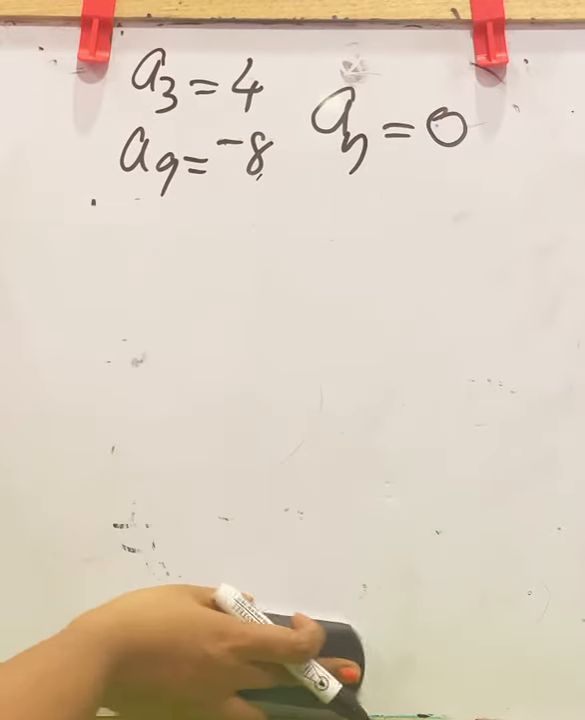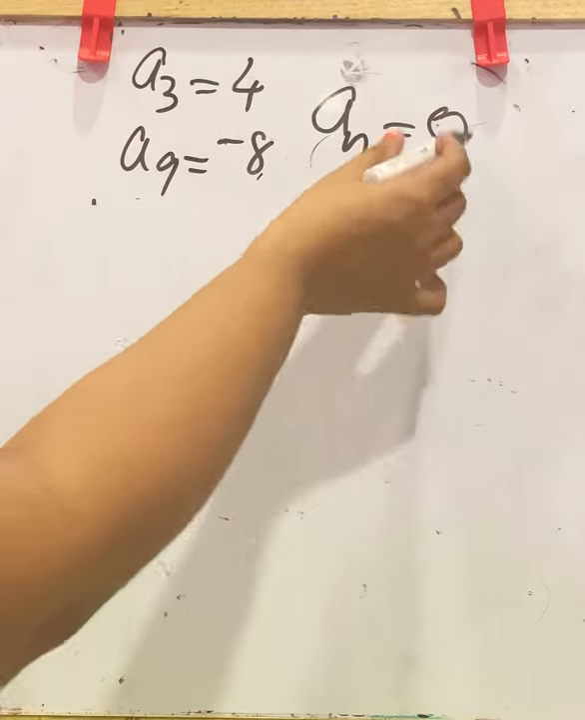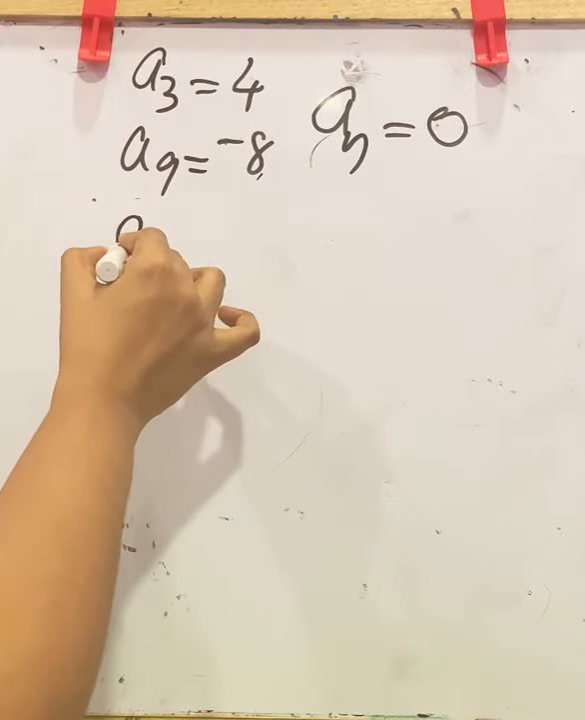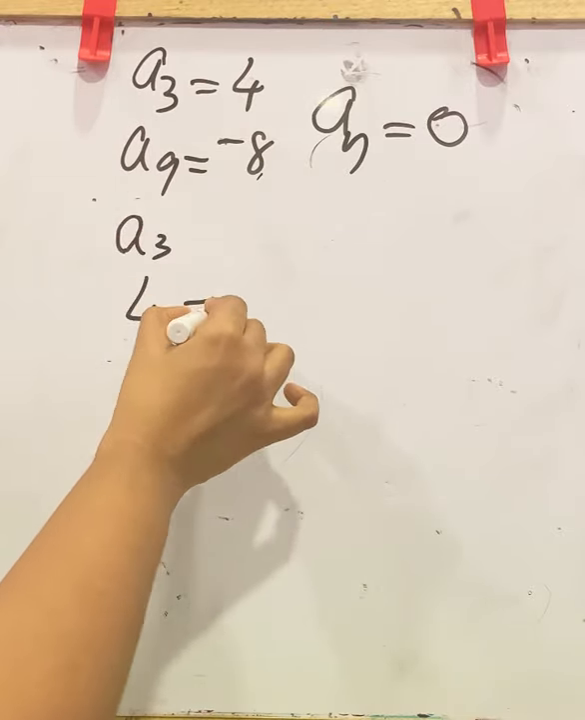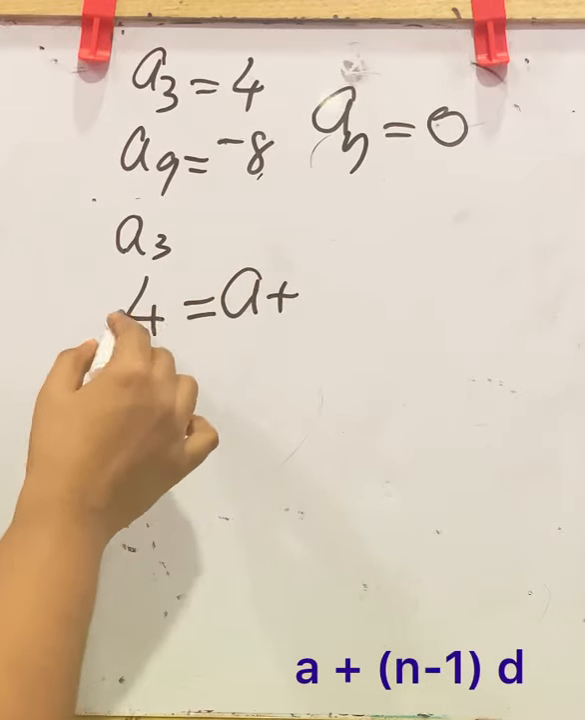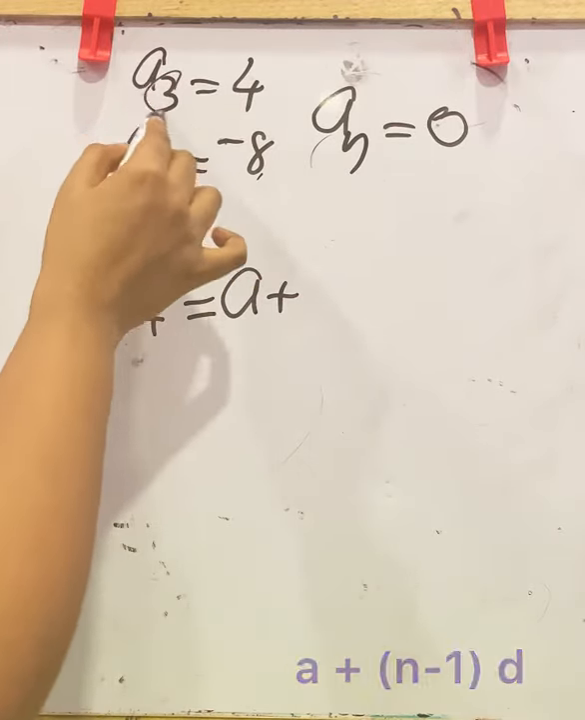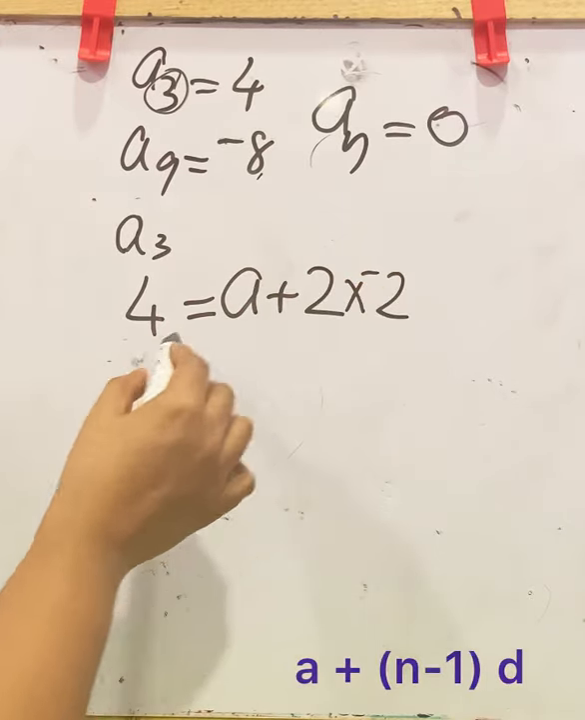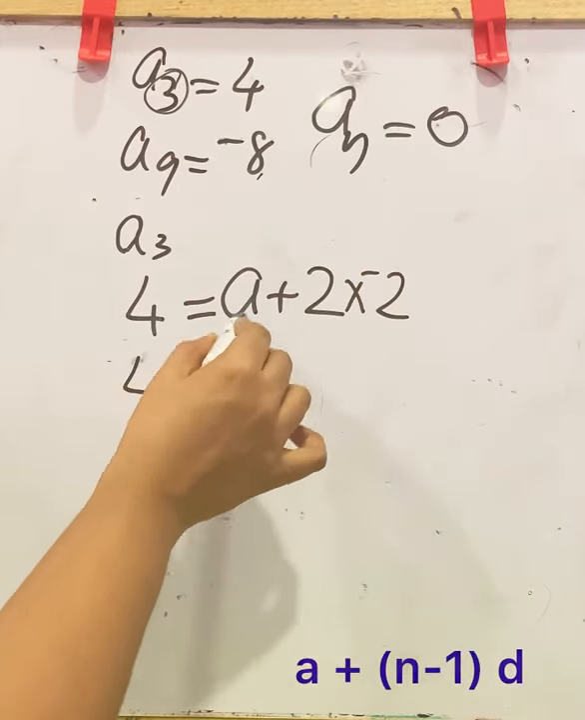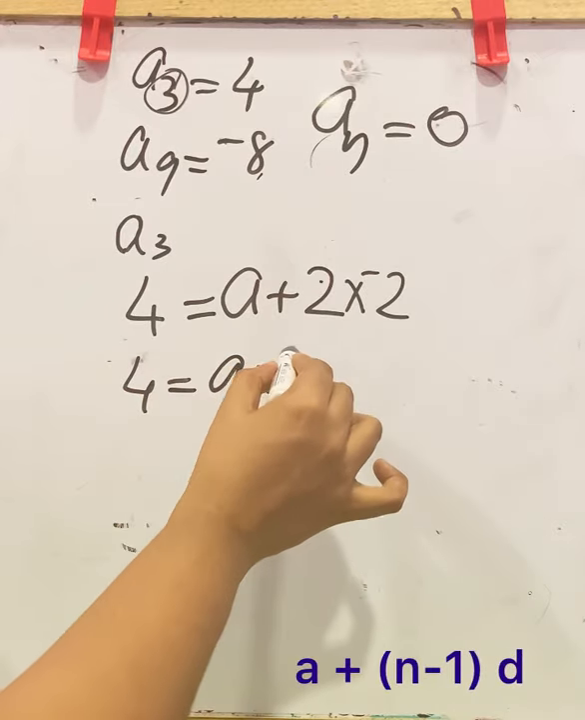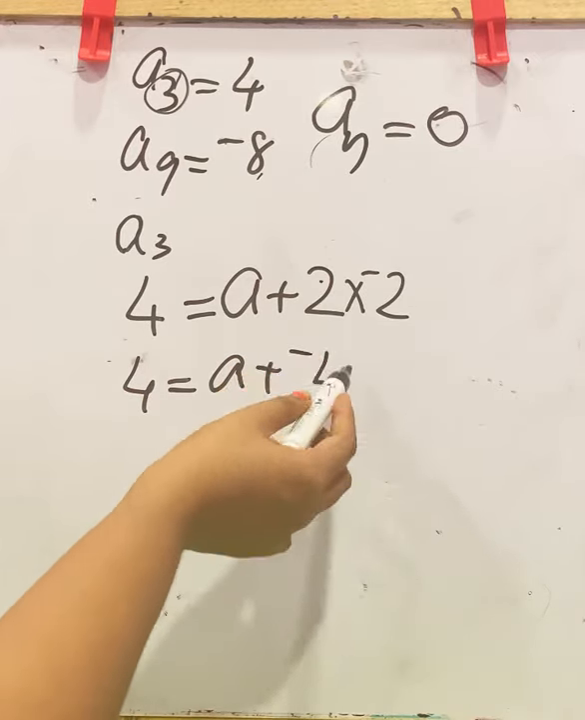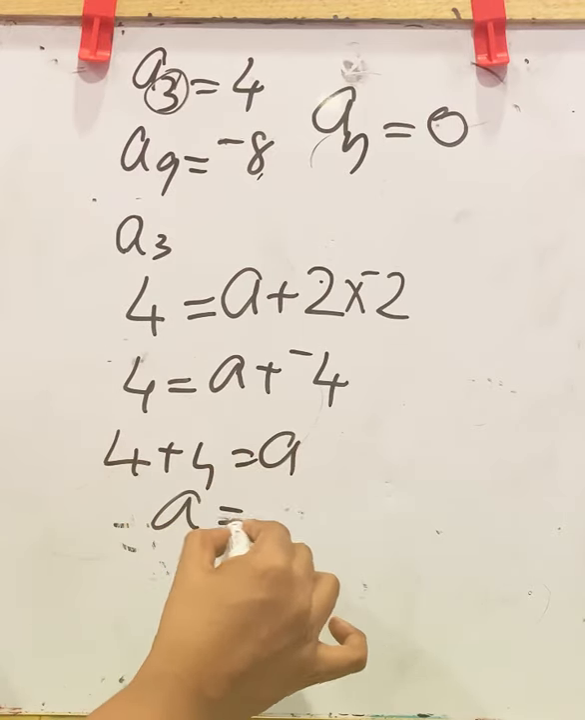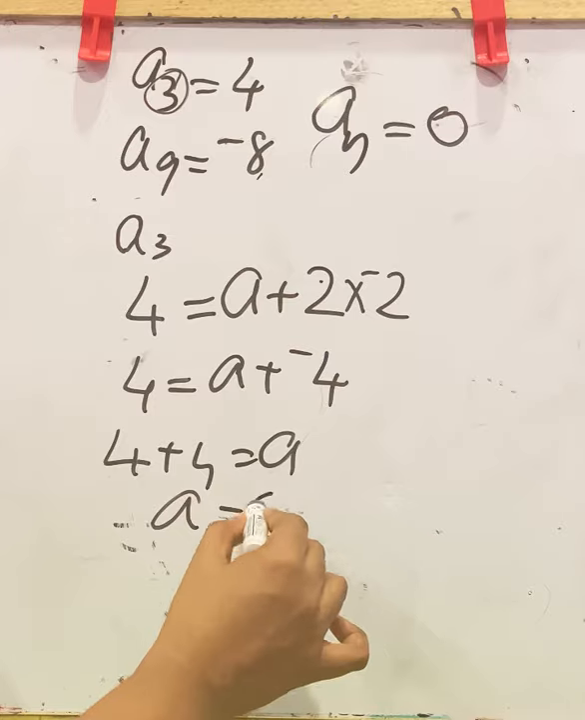We don't know the n, that is, which term will give the result 0. We will apply it here, that is A3. A3 is 4 equal to A plus n minus 1. Here 3, so 3 minus 1 is 2. D we know is negative 2. That is 4 equal to A plus 2 into negative 2, negative 4. Take this negative 4 to the side. It becomes 4 plus 4 equal to A. The value of A, that is the first term, is 8.